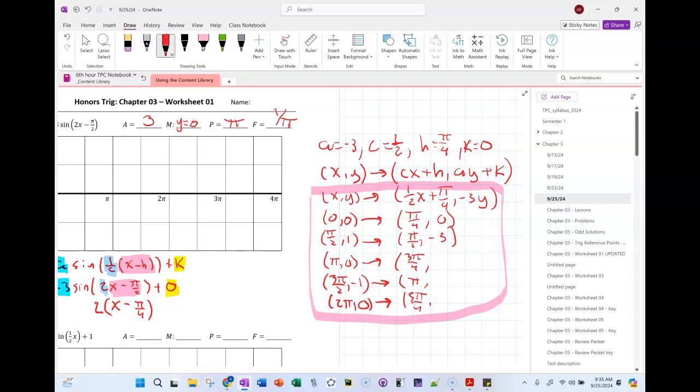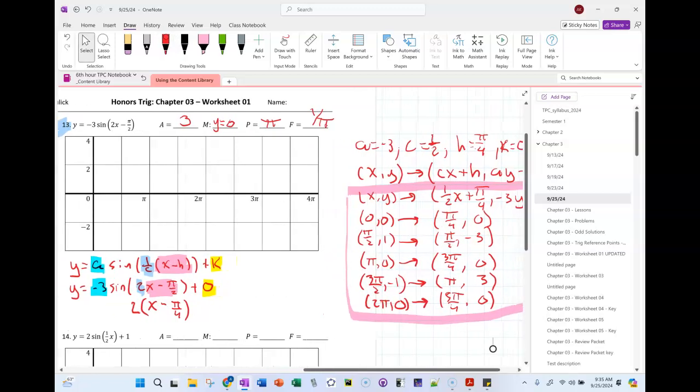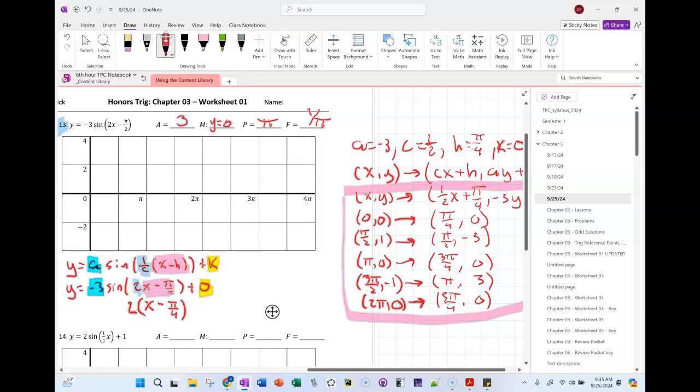Okay, I do the y's now. So 0 times negative 3 is 0. Negative 1 times negative 3 is positive 3. And then 0 times negative 3 is 0. So now I'm going to go ahead and plot these points. This tick mark here is halfway in between 0 and pi, so that's pi over 2. Pi over 4 should be halfway in between that and 0, and likewise 3 pi over 4. I'm just going to draw on a little tick mark for myself. Is everybody okay with me doing that?